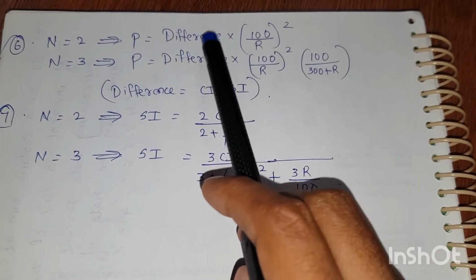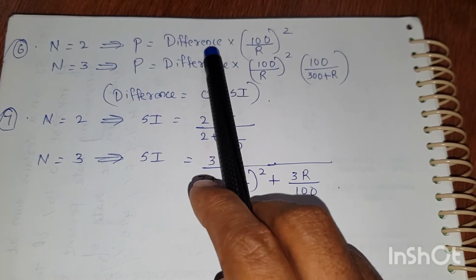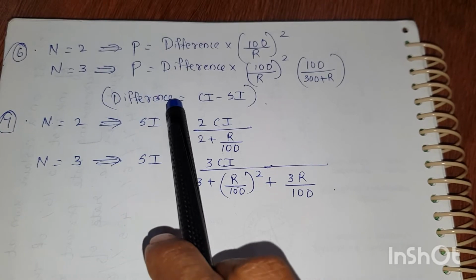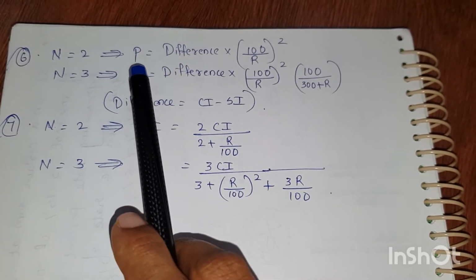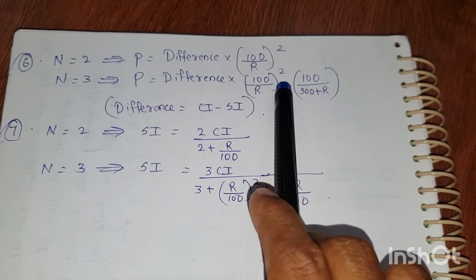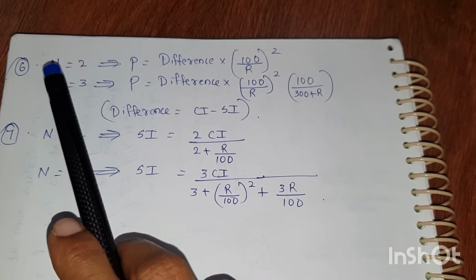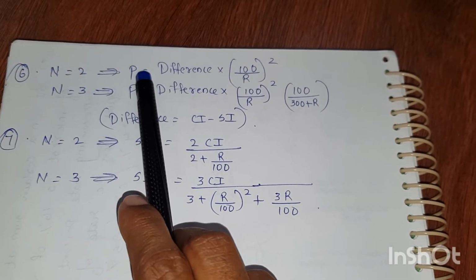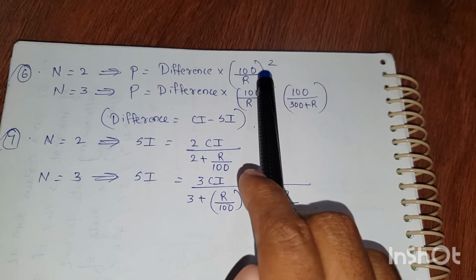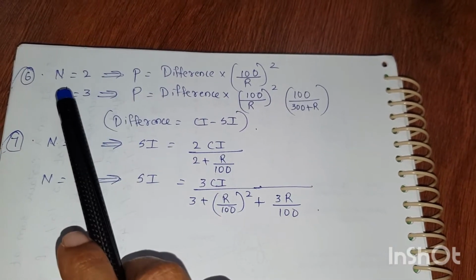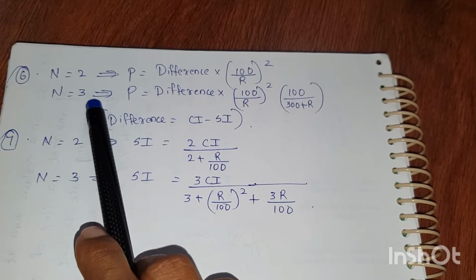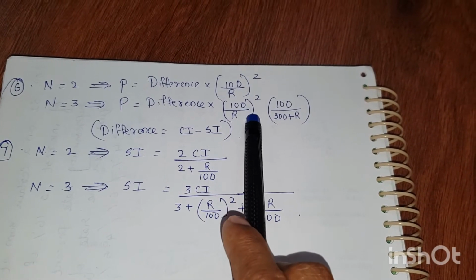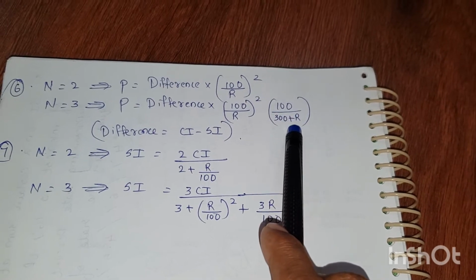Also, if the difference between simple interest and compound interest is given, difference is equal to CI minus SI. If the difference is given in the question, then we can find the principal or rate of interest by this equation. If the number of years is 2, that is n is equal to 2, then principal is equal to difference into 100 by r the whole square. And if the number of years n is equal to 3, then P is equal to difference into 100 by r the whole square into 100 by 300 plus r.